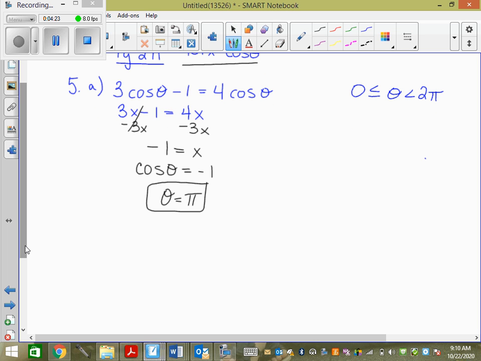5e. Root 3 tan theta plus 1 equals 0. And the domain is negative pi is less than theta is less than or equal to 2 pi.